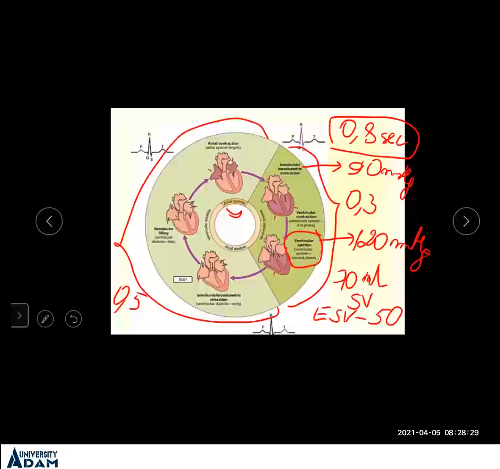And 130 ml is pumped, right? No, again, 70 ml is pumped. It is the stroke volume. 70 ml is pumped from each ventricle and 50 is remaining, the end systolic volume. At this point, ventricular systole is finished, and then begins ventricular diastole. Is it clear with the systole?